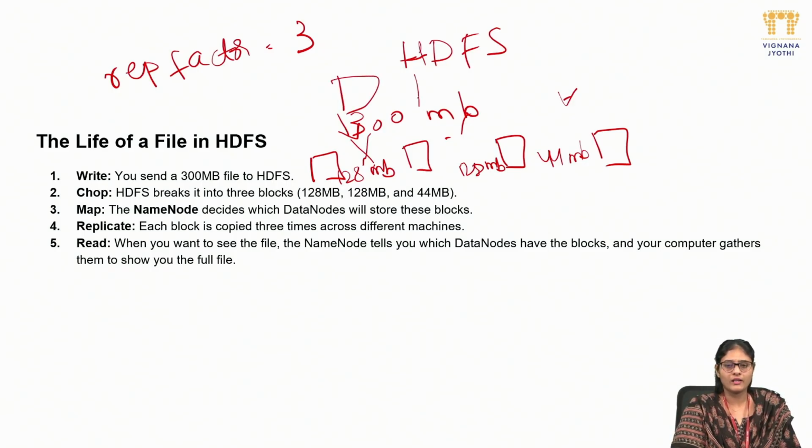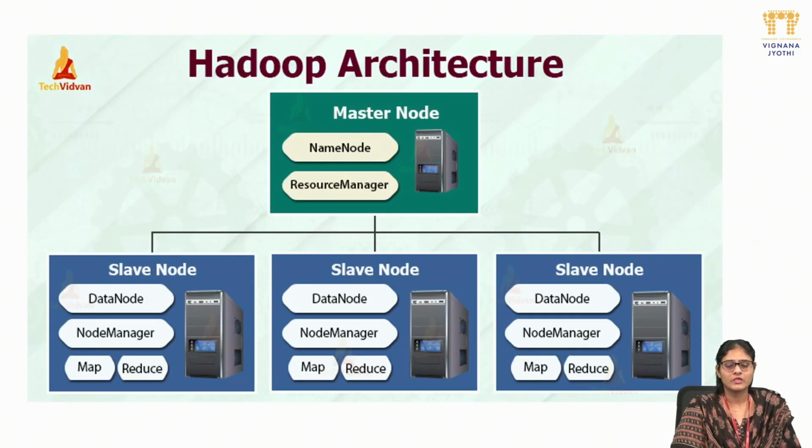We call these data nodes. Each data node will have data, like a 120 MB file present in each data node. These are called data nodes. This is the Hadoop architecture: a master node attached to different slave nodes. It is a master-slave architecture.